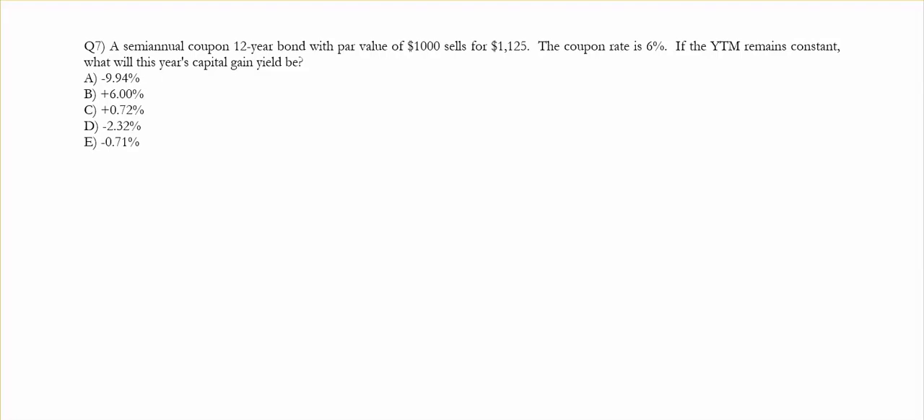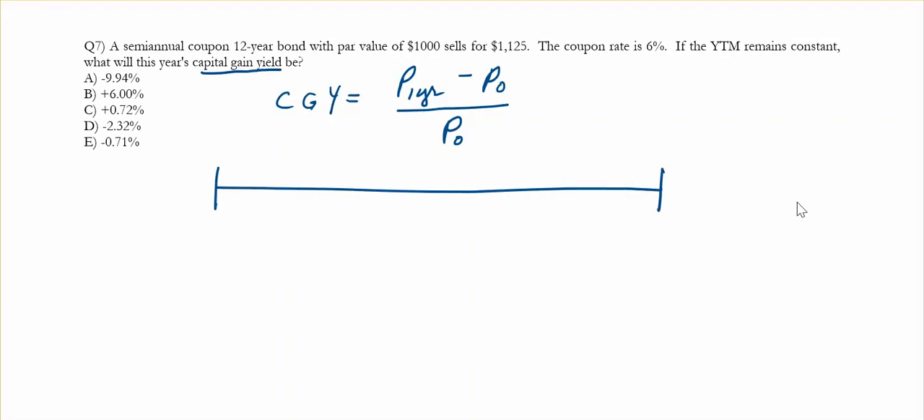All right, let's go on to number 7. Right now, number 7 introduces, for the first time in this video, capital gain yield. So let's go over what capital gain yield means. I'll abbreviate it with CGY. The meaning of capital gain yield is the price of the bond in 1 year minus today's price divided by today's price. Alright, let's diagram the bond and then we'll plug in values into this formula to get capital gain yield.